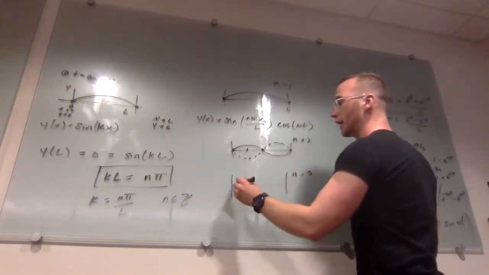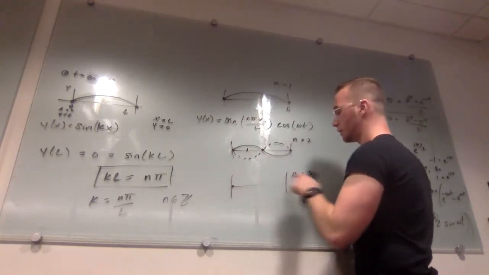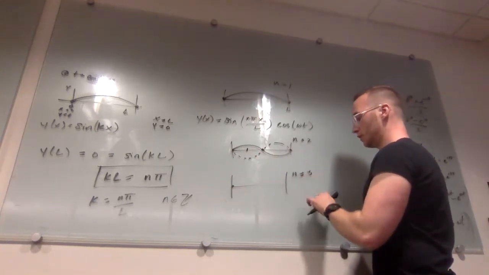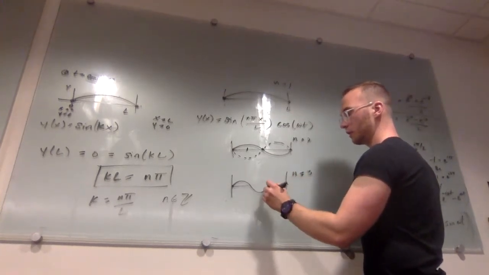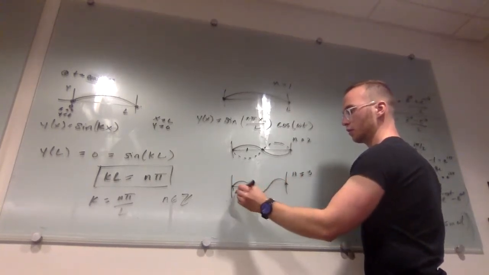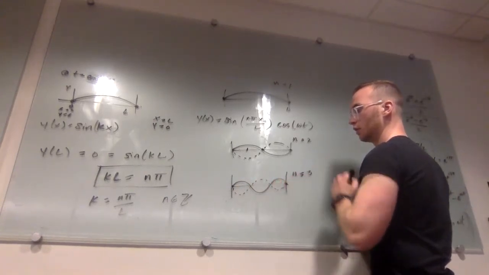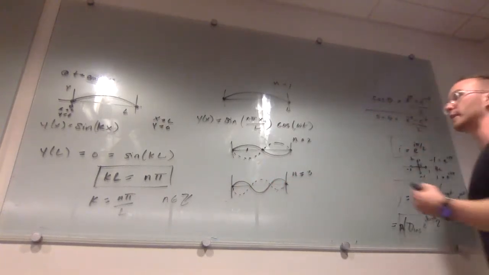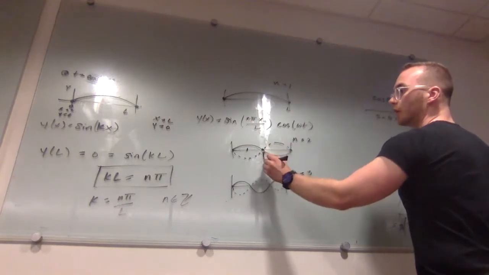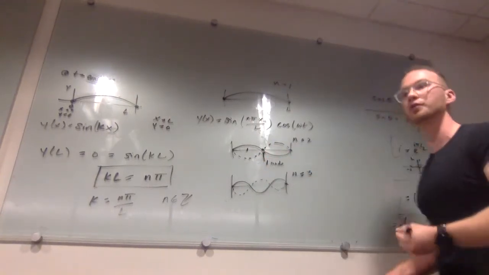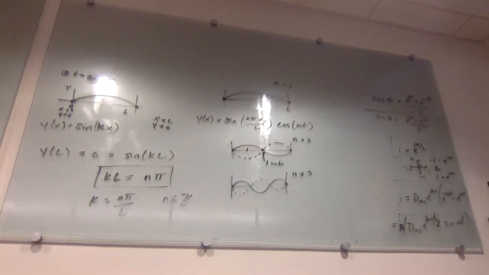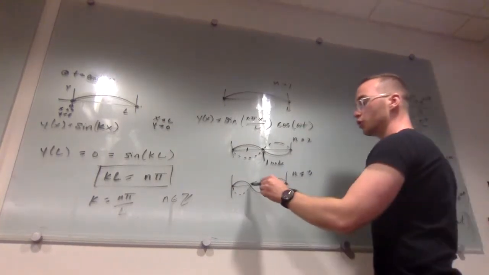Well, you can kind of see what's going to happen. This means that we get 3 pi when it goes to 0 here, but that just means you have something like this. And that means, in this one we have one node. Well, it depends if you want to count the endpoints as nodes. Let's say no, we don't want to do that. So n equals 3 has two nodes.